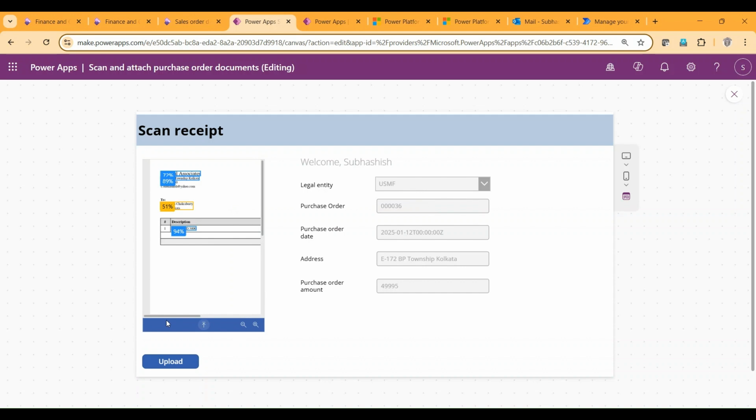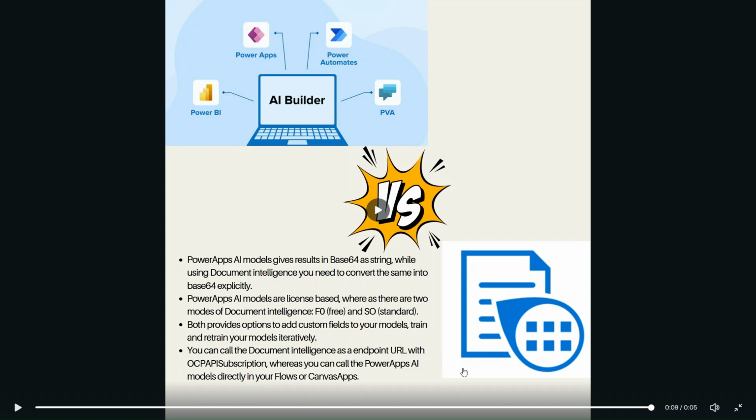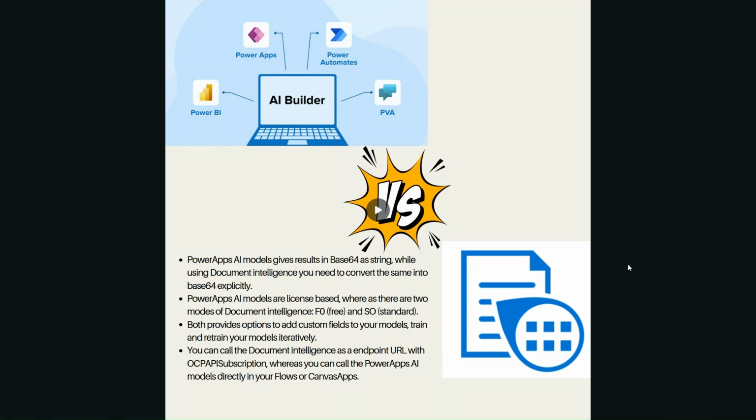Now the question is, the same thing you could also have done by using Document Intelligence of Azure AI. So why the Power Apps document recognition? Why not Azure AI document recognition? What's the difference between the two approaches? Let me try to explain here, and you have to be very choosy about which one you use.